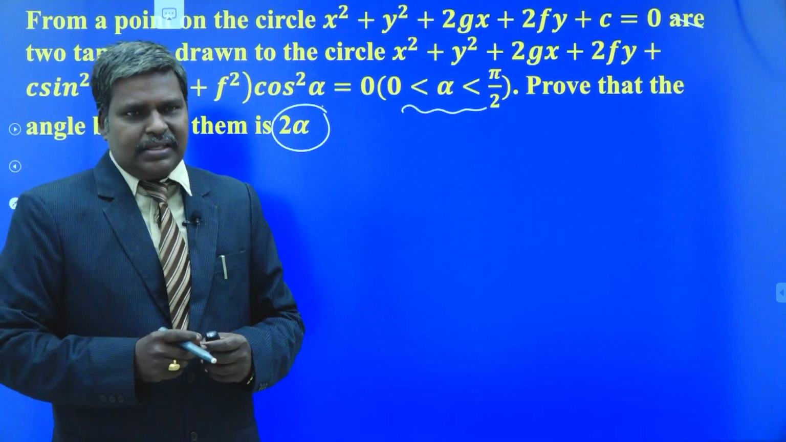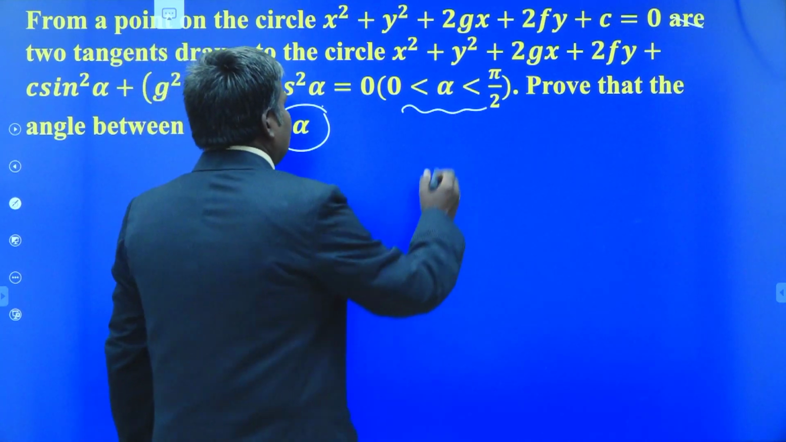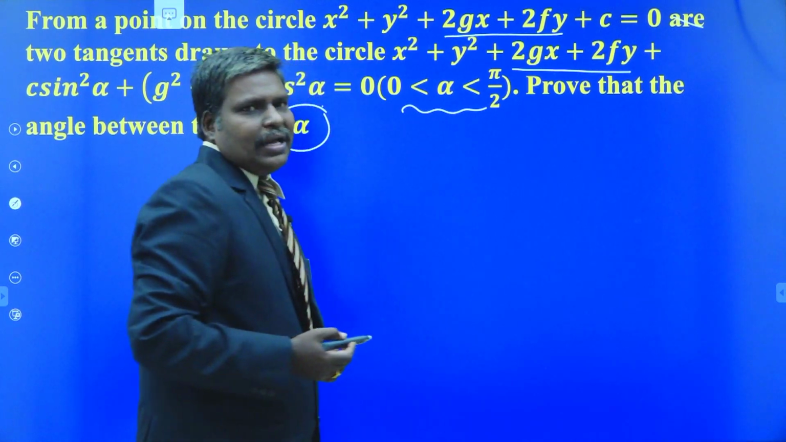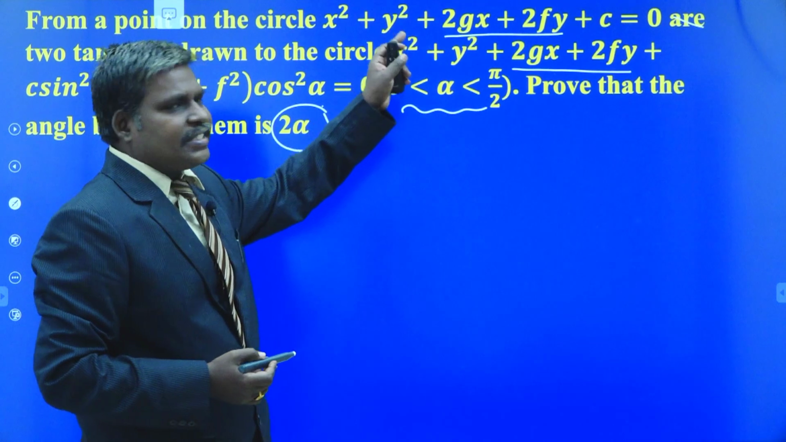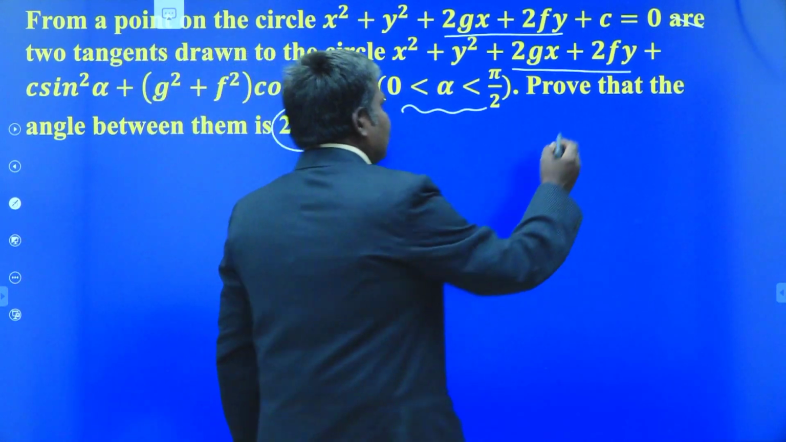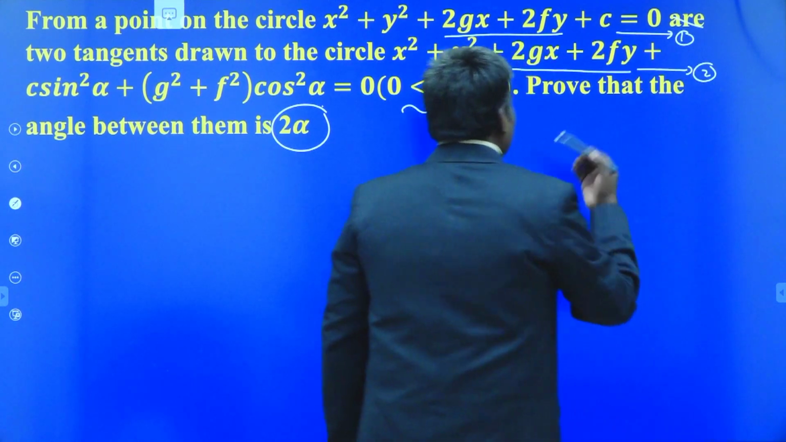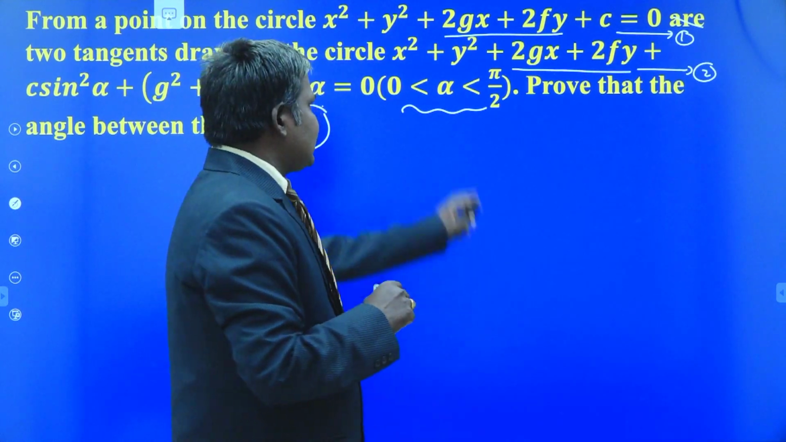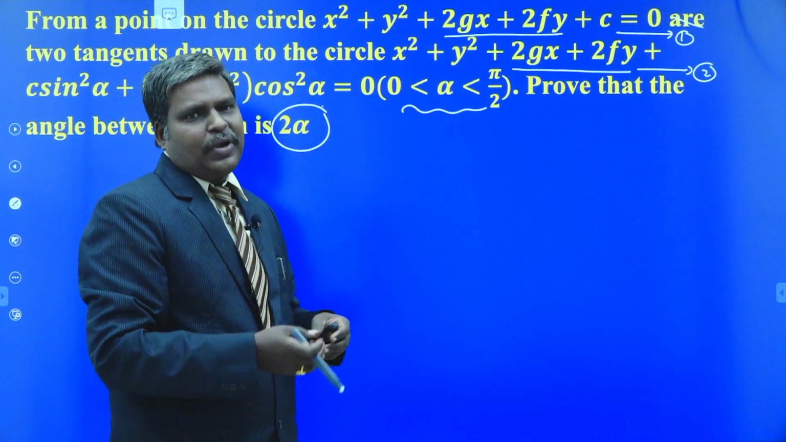So there are two circles. Just by looking at the circle equations itself, we conclude that these two are concentric circles, because both have the same center, minus g comma minus f. So from any point on the first circle itself, two tangents are drawn to the second circle. So this is the first equation. This is your second equation, say. Your first equation is the circle having larger radius than the second circle, because the tangents are drawn from the external point to the circle.